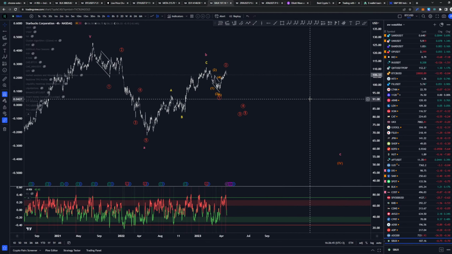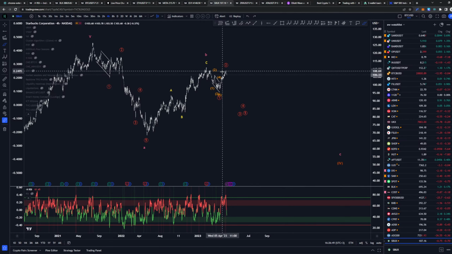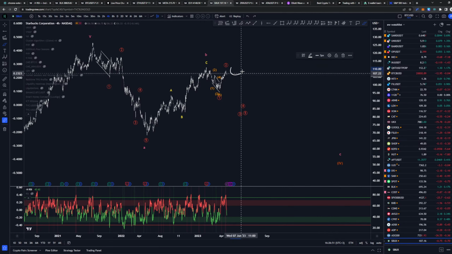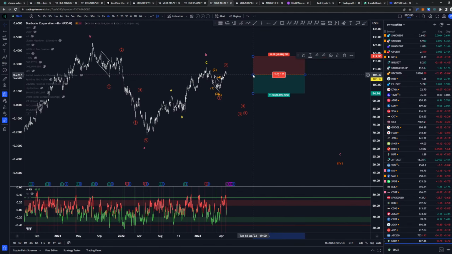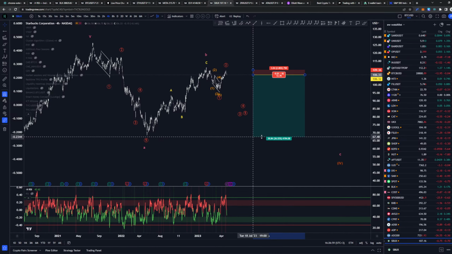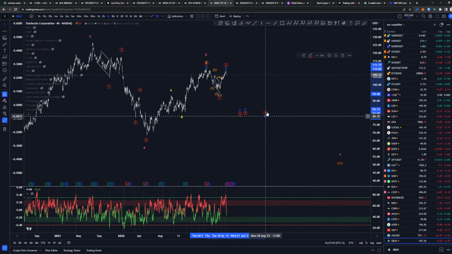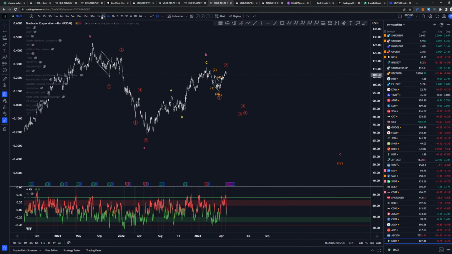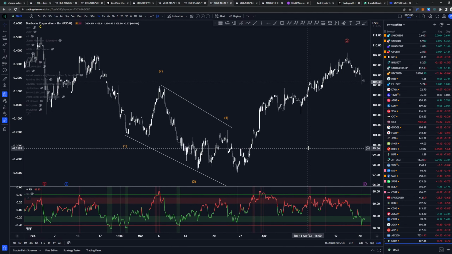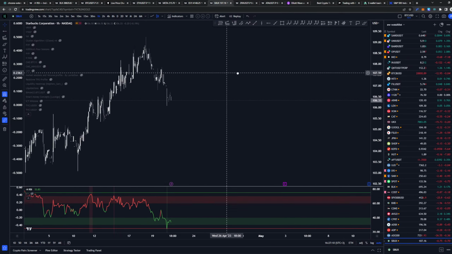Look at the potential here. These are the targets. This would be the risk to reward ratio here. And probably even these highs here. At least these lows. 12.8. This just might be worth looking for, for sure.